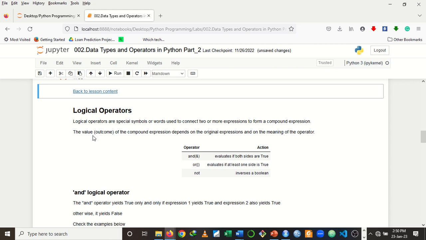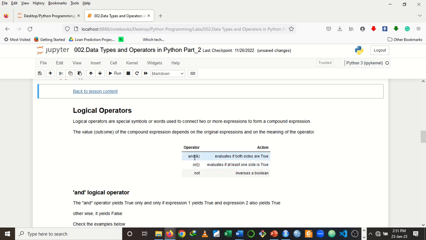So let's start with the basic ones. There are 3 basic logical operators in Python: and, or, and the last one is not, right? So and can be represented as and, or you can use the ampersand symbol as seen over here. The same way, for the or, you can use the pipe symbol to represent it. For not, it's simply not, right?